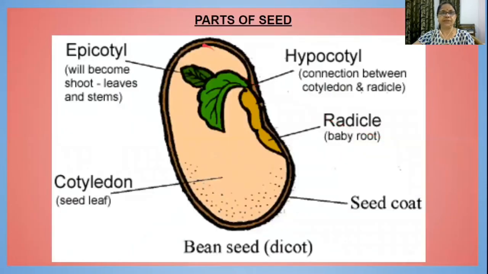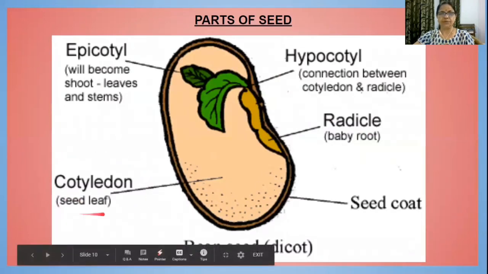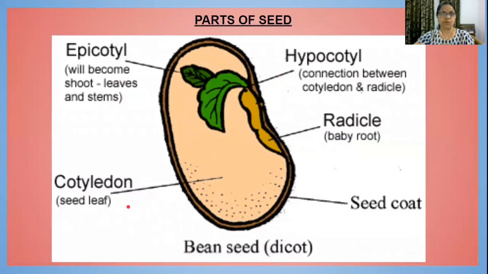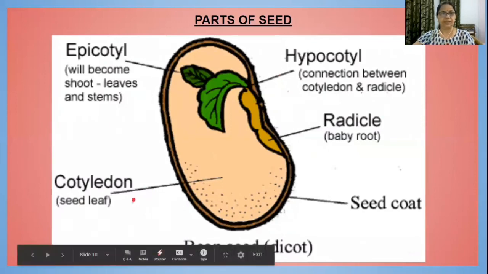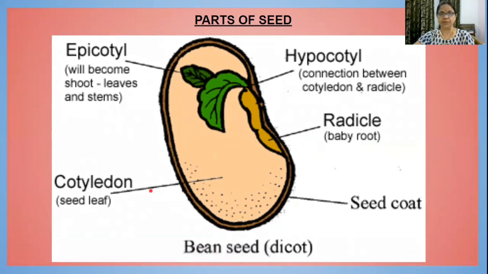To understand it better, we are going to see the parts of seeds over here. This is the cotyledon. I told you previously that an endosperm is formed. This endosperm results in cotyledon, which provides nutrients to the growing embryo. And this is the embryo, this one.